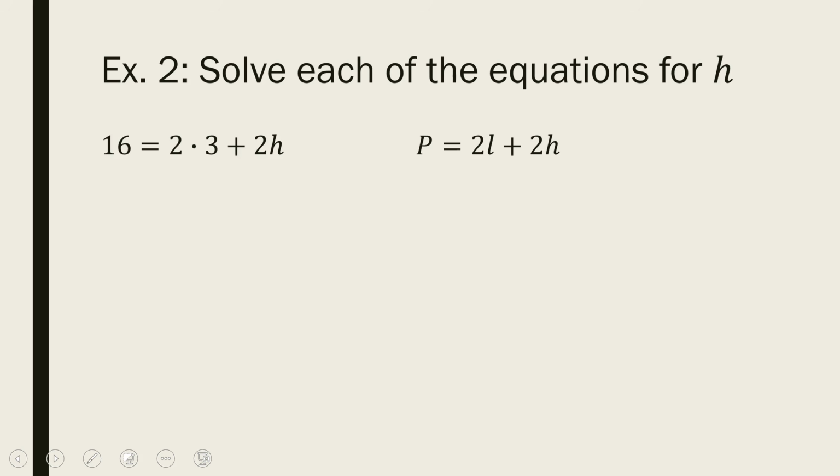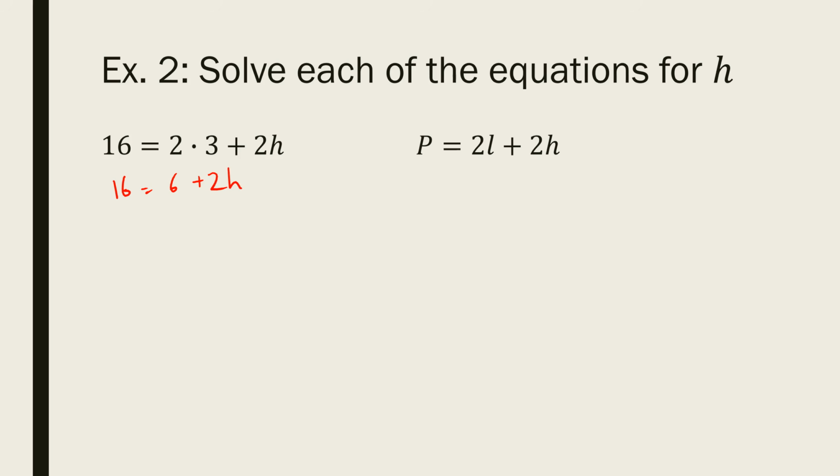Let's do another example. Let's isolate the h. How do I do this? Notice the equations look very similar. 16 instead of p, there's a 3 instead of an L. If I know what to do with this equation, I'm going to know what to do with this equation. So let's start by this. I have 2 times 3 right here, and that's 6, right? So yeah, I could write 6 instead of 2 times 3.